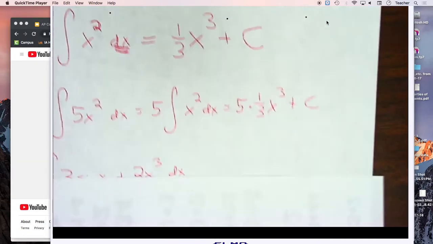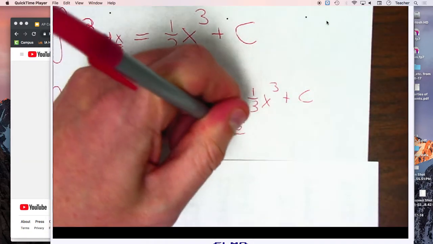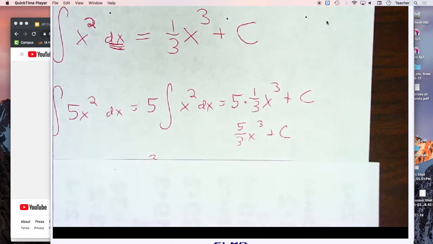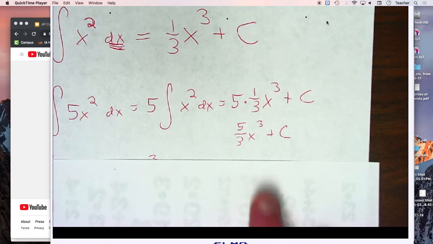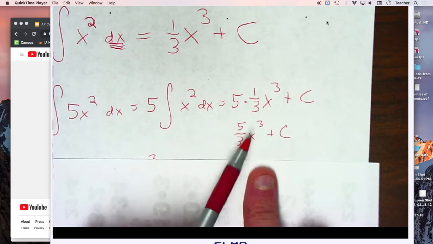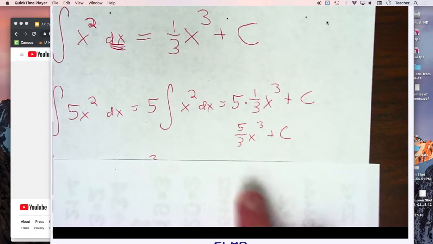You can leave it like this, or if you want to clean it up, you could say that's 5/3 x to the third plus c. It never hurts to take your derivative just to check your work. Take the derivative: the 3 comes down, turns that into a 5, the new power is x squared, and the plus c goes away. I'm good to go.